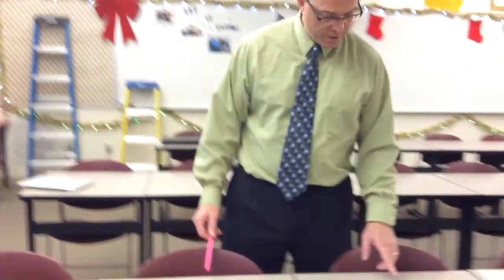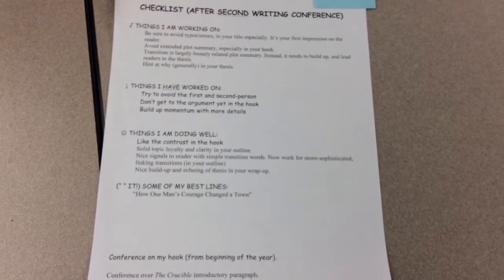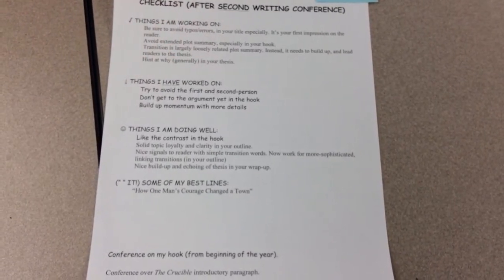You can see this is a version of a kid's checklist after a couple of conferences. And you'll see there's a category here that says things I have worked on. So for some of the things we've conferenced on, we look at their checklist and say, hey, you've made good progress here. Let's just move this to the reminder category.